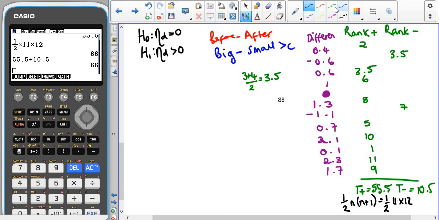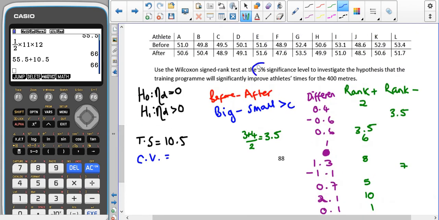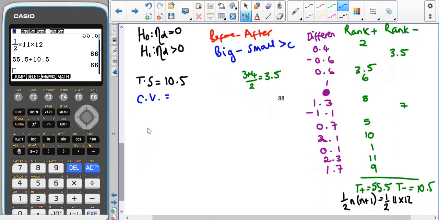So now, as we had before, the smallest of those two totals is our test statistic. So our test statistic is going to be 10.5. The critical value, having a look at page 25 in our formula booklet, it is a one-tail test. It is a 5% significance level, and there was 11 things that I was ranking. So where it says one tail across the top, I'm going to go to 5. Then I'm going to go down till I end up with 11 on the side, and that gives me a critical value of 14.